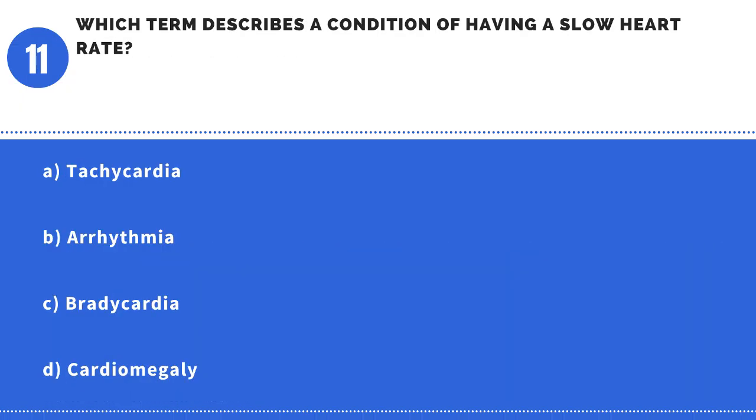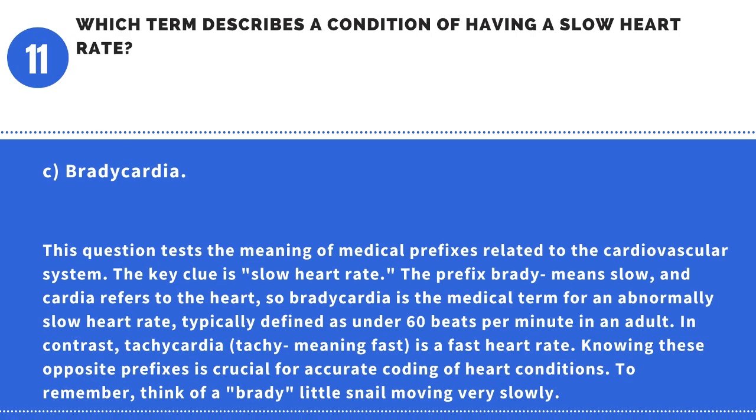Question 11. Which term describes a condition of having a slow heart rate? A. Tachycardia. B. Arrhythmia. C. Bradycardia. D. Cardiomegaly. Answer: C. Bradycardia. This question tests the meaning of medical prefixes related to the cardiovascular system. The key clue is slow heart rate.